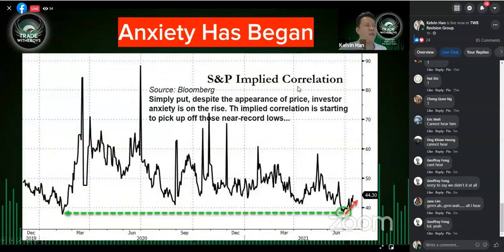And of course, the S&P implied correlation now, despite all this, the anxiety is actually increasing. See, the last time anxiety increased was back during the February period, when anxiety went all the way up during the pandemic time.